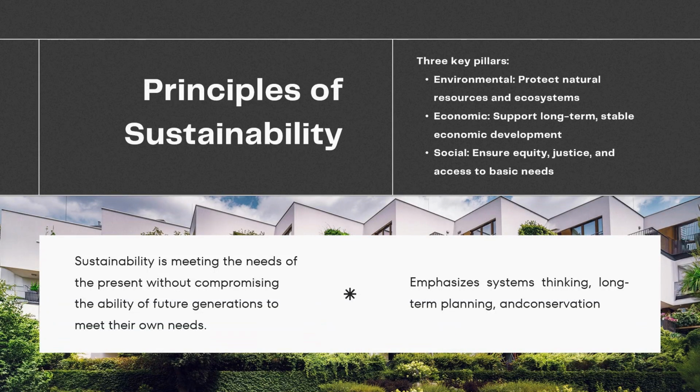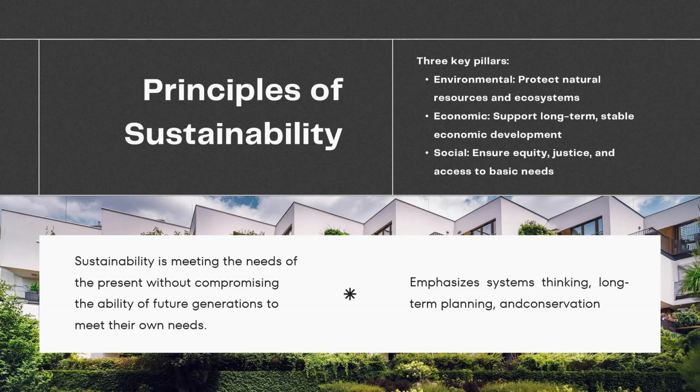Sustainability is often defined as meeting the needs of the present without compromising the ability of future generations to meet their own needs. This definition uses long-term thinking as the foundation. Instead of solving problems only for today, sustainability asks us to think decades ahead and consider how decisions ripple through environmental systems, economies, and the community.